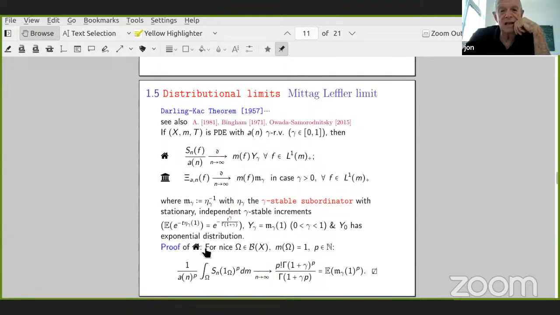And you're going to be getting that you can estimate these, and you can see that these are actually tending to the moments of the Mittag-Leffler function. In fact, these are the coefficients of the, so this is p factorial times the coefficient of the Mittag-Leffler function. The Mittag-Leffler function is the moment generating function of M gamma 1.